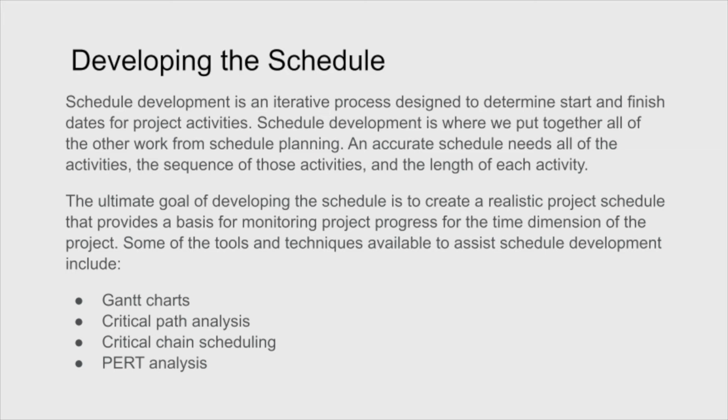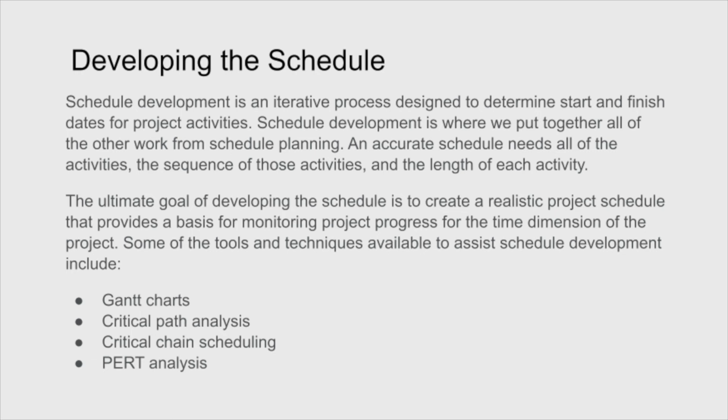So schedule development is an iterative process designed to determine start and finish dates for project activities. Schedule development is where we put together all of the other work from schedule planning. An accurate schedule needs all of the activities, the sequence of these activities, and the length of each activity to be brought together. The ultimate goal of developing a schedule is to create a realistic project schedule that provides a basis for monitoring project progress from the time dimension of the project.